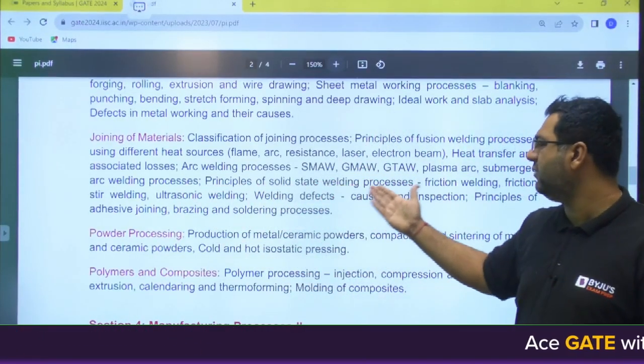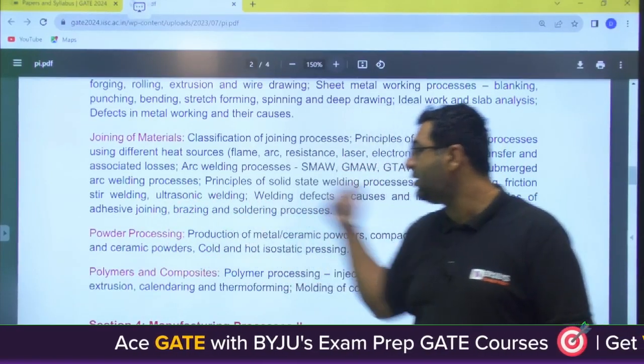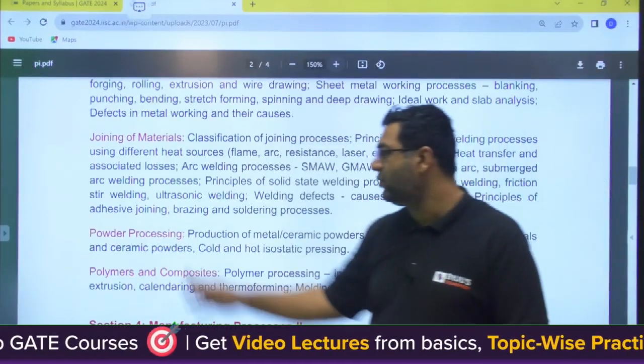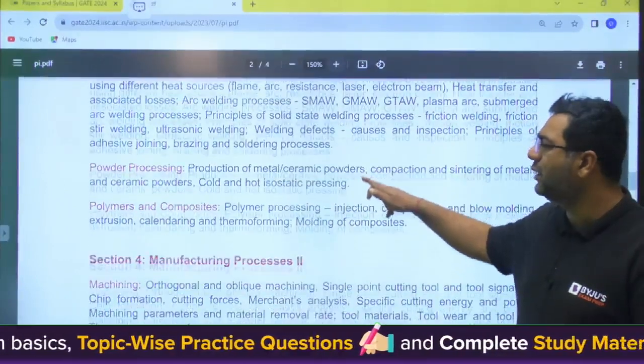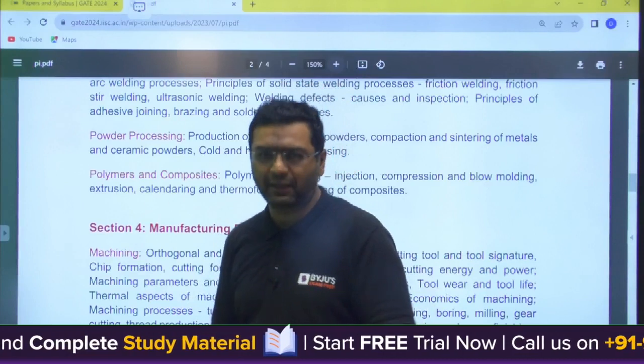Principle of solid state welding process, friction welding, friction stir welding, ultrasonic welding, welding defects, causes, inspection, principle of adhesive joining, that is soldering, brazing and braze welding. So it is almost equal, means same, only friction stir welding they have mentioned it separately, okay.